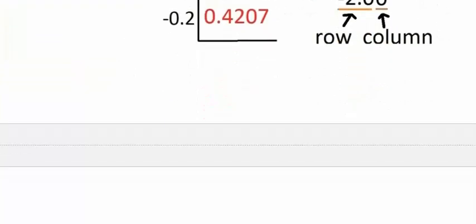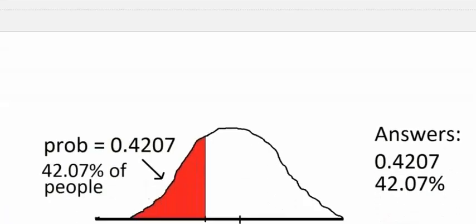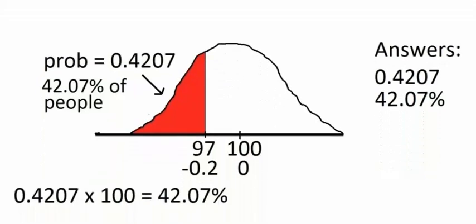Now let's make a diagram to show what we just calculated. So here's the general population of IQ scores from the lowest person up to the highest person. And here are the population members who are below 97. We just found out that the probability of getting a person in this red area is 0.4207. That came from the z-table, right?